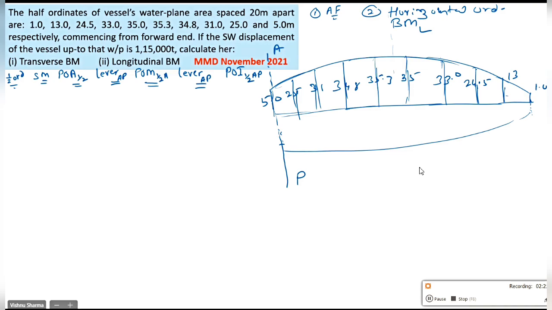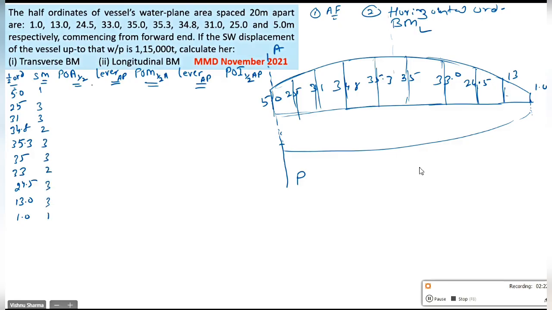And what did I tell you? You should try and write the ordinates from the reference axis. Here the reference axis is the after perpendicular, so we'll write from 5. It will be easier to assign the ordinates then. It is 5, then 25, then 31 and 34.8, then 35.3, then 35, then 33, then 24.5, then 13 and 1. Simpson's multipliers will be 1, 3, 3, 2, 3, 3, 2, 3, 3, 1.